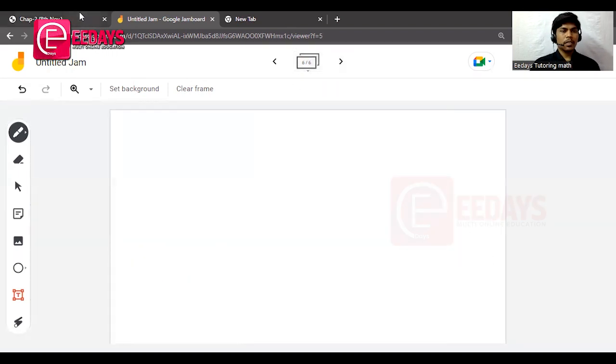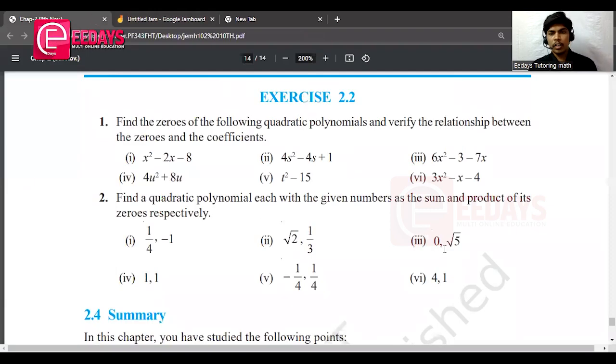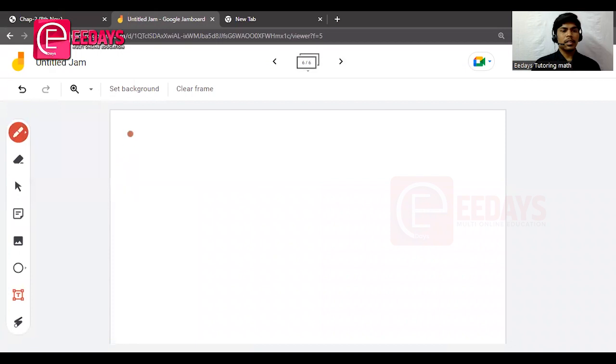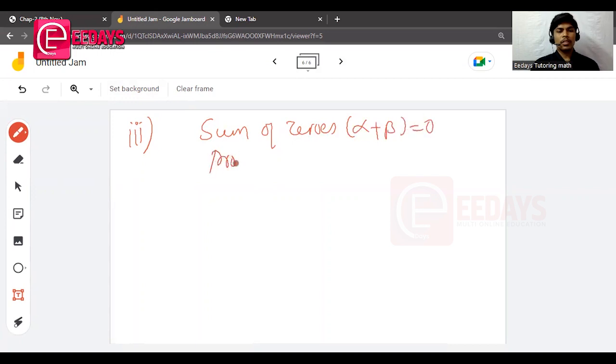Yeah, where are we? Okay, we are doing out of the syllabus, 0 and root 5, the third one. What is this 0? Sum of zeros, they given 0. That is alpha plus beta is equal to 0, they given, and product of zeros, that is alpha into beta is equal to root 5, they given.